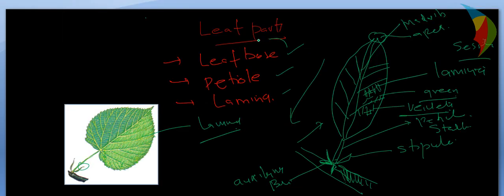So the three parts of the leaf have been covered. In the next session, we'll see the different types of leaves and different types of venation available in the leaves.